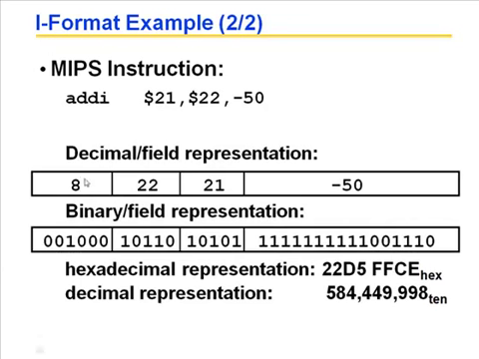So you can see that here. Here's your 8 for your add immediate. Here's 22 for your source, 21 for the target, which is used like a destination in this instance, not to confuse you, and -50 represented in 2's complement right here. Again, in hexadecimal representation, or if you want to think about it, it's like sending the number 584,449,998. So there's quite a bit of combinations you can represent here just by sending a binary number. The whole processor works on that principle.